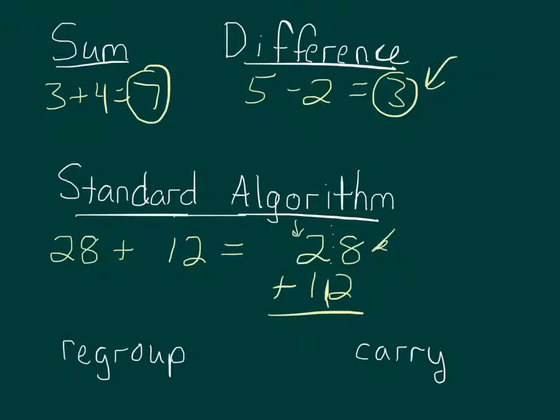Then you would add them up. 2 plus 8 is 10. 2 plus 1 is 4. It would be 40. But the standard algorithm for adding and subtracting is to line them up vertically. Okay? All right.